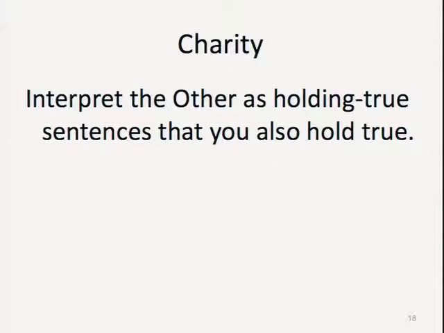You interpret the other as holding true sentences that you also hold true. So if you're standing beside the indigenous speaker of the language and a rabbit bolts across the horizon and the native speaker says, Gavagai, then since in that context you would think it's right to say, that's a rabbit, you take it that the indigenous speaker is saying something that you can translate as, that's a rabbit. You don't suppose that the native speaker is saying, look, here's my Aunt Cecilia, if you see what I mean, when it's plainly not your Aunt Cecilia, or his Aunt Cecilia, or her Aunt Cecilia. Sorry, I didn't do that very well.